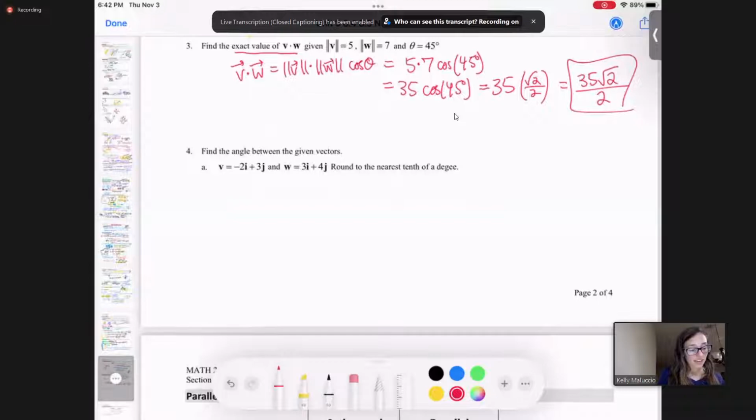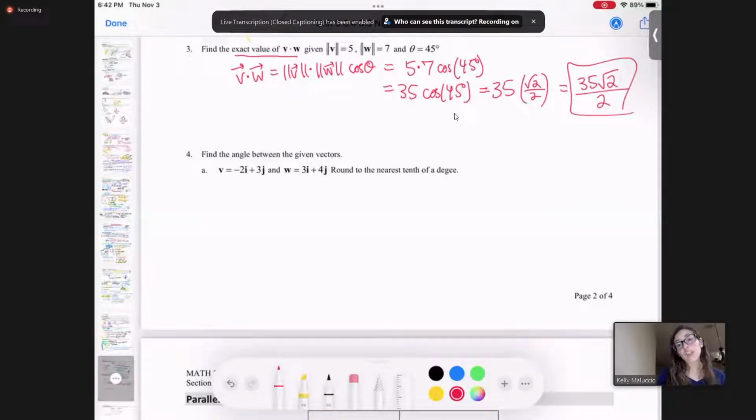And then number 4 is saying find the angle. So now we're going to be finding the angle. Keep in mind, again, it's got to be between 0 and 180. So if we get this, great. If we don't, just remember you have to maybe do a little bit of math or draw a picture. They give us V is negative 2i plus 3j, W is 3i plus 4j. Remember, all that means is that V is negative 2, 3, if you like it this way better, right? And W is 3, 4, right? It doesn't matter, and we want to round to the nearest tenth of a degree, okay?